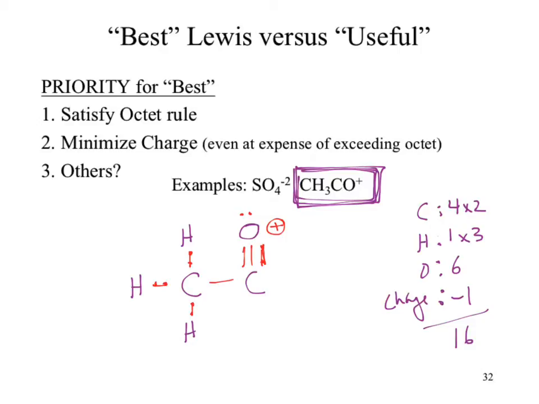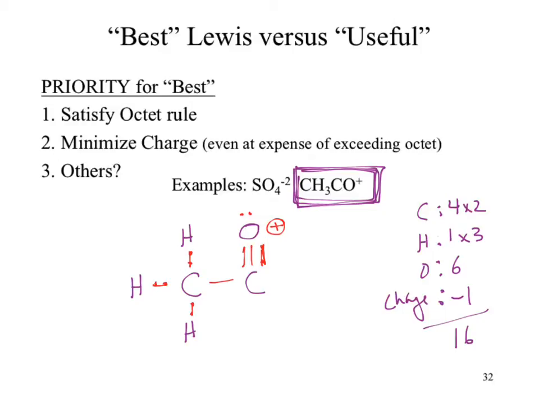Does that make this structure wrong? No. Rule number 1, satisfy the octet. That is the Lewis structure. Is that the Lewis structure that is going to show how that molecule reacts? No. This may be the best Lewis structure. It's not the most useful.